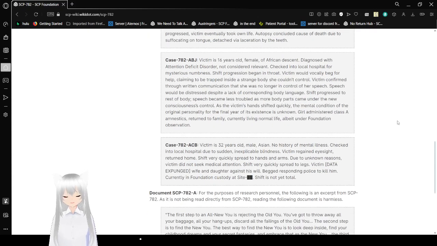Case 782-ABJ: Victim is a 16-year-old female of African descent, diagnosed with attention deficit disorder, not considered relevant. Checked into the local hospital for mysterious numbness. Shift progression began in throat. Victim would vocally beg for help, claiming to be trapped inside a strange body she couldn't control. Victim confirmed through written communication that she was no longer in control of her speech. Speech was distressed despite a lack of corresponding body language. Shift progressed to rest of body. Speech became less troubled as more body parts came under the new consciousness's control. As the victim's hands shifted, the mental condition of the original personality for the final year of its existence is unknown. Girl administered Class A amnestics, returned to family, currently living a normal life, albeit under Foundation observation.